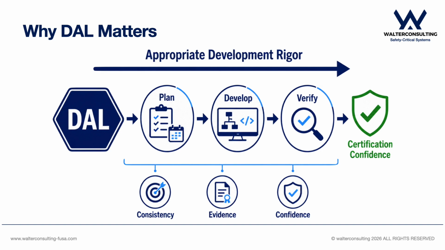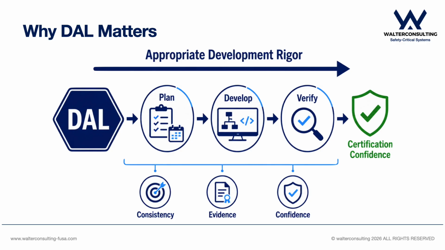Development assurance levels help ensure that engineering effort is proportional to safety impact. Higher risk functions receive greater development assurance. Lower risk functions avoid unnecessary engineering effort. This creates a balanced and structured development process. Ultimately, the goal is not simply compliance with aerospace standards. The goal is building confidence that aircraft systems have been developed with an appropriate level of engineering rigor.